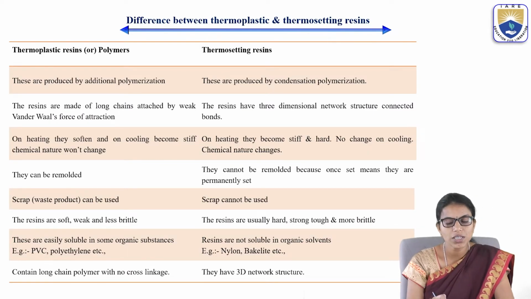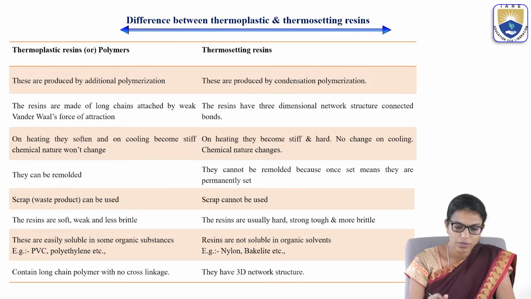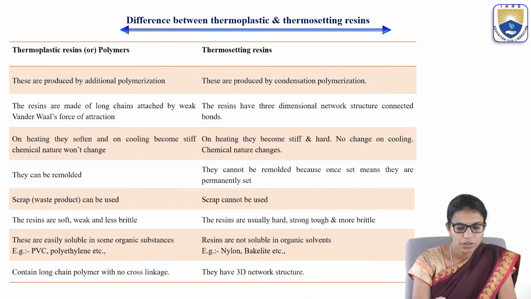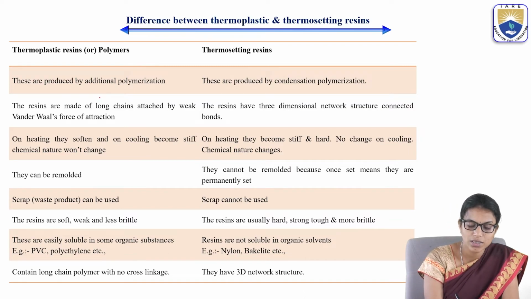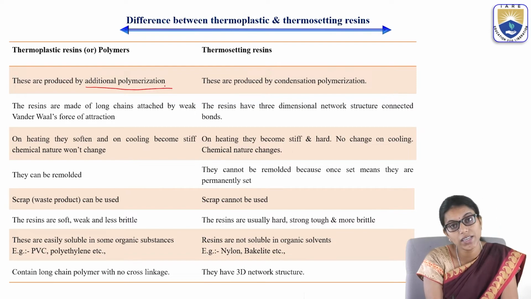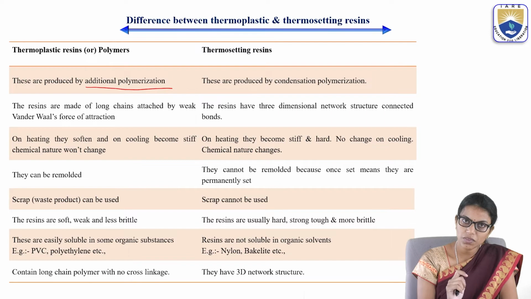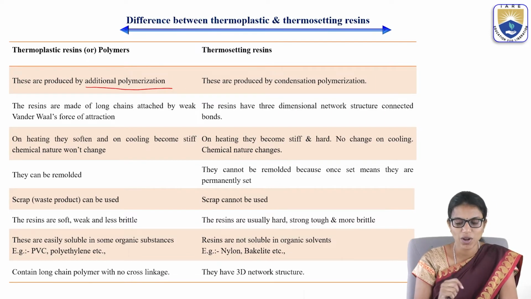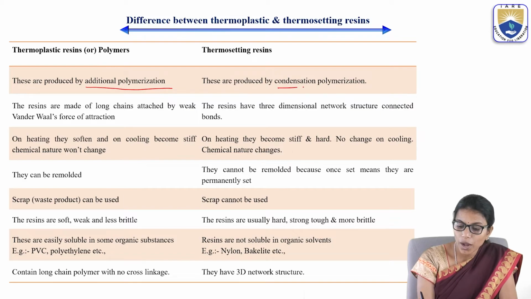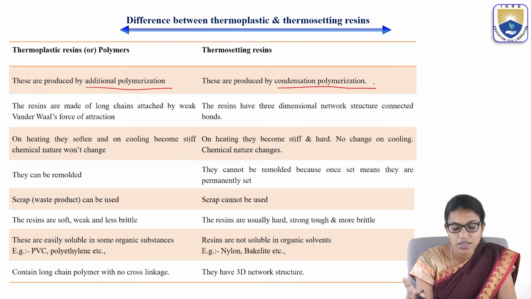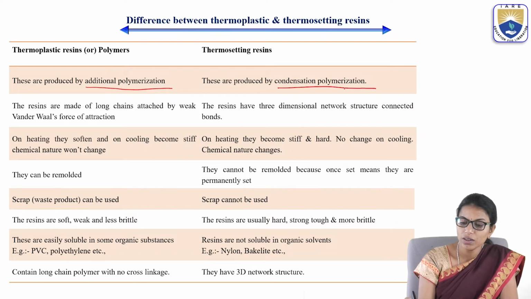There are some differences between thermoplastic and thermosetting plastics. For example, thermoplastics are addition polymers. Yes, this is very important. And as I have said, polyethylene is the best example of a thermoplastic. While thermosetting plastic is formed by condensation polymerization.